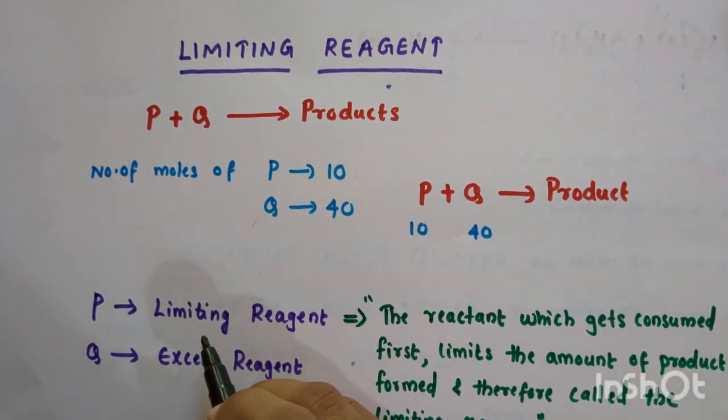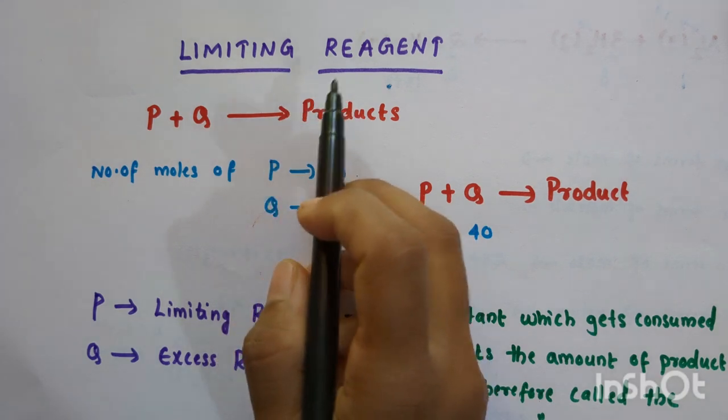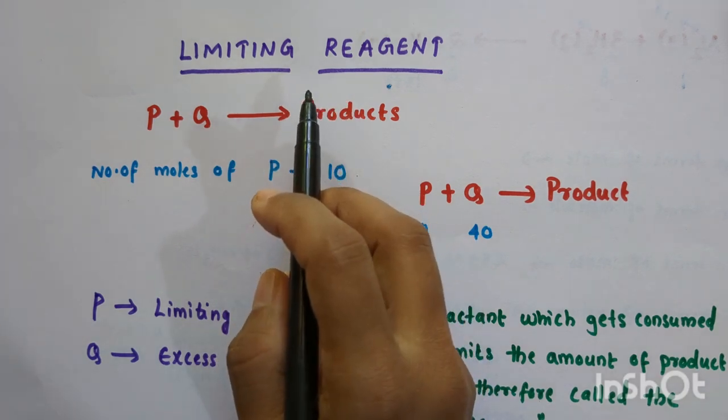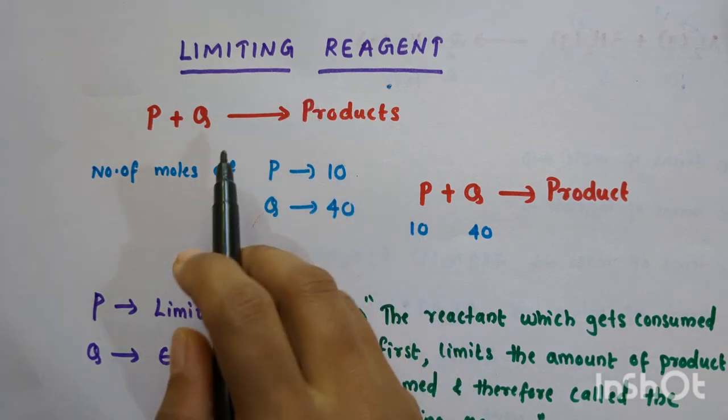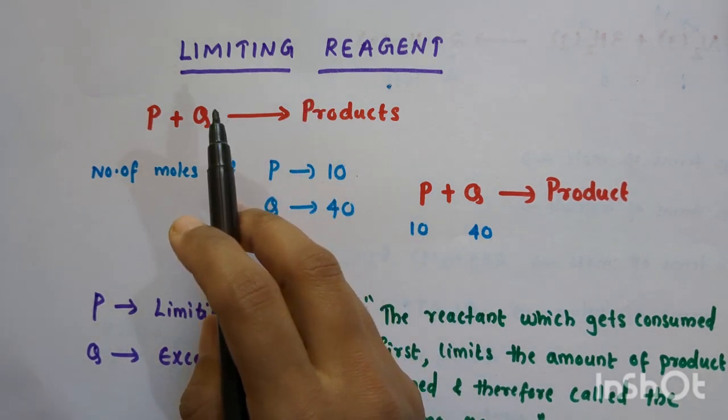Hello everyone. In this video, we are going to discuss the topic limiting reagent from chapter 1 of class 11 chemistry, Some Basic Concepts of Chemistry. Before we discuss the definition of limiting reagent, let us consider an example.